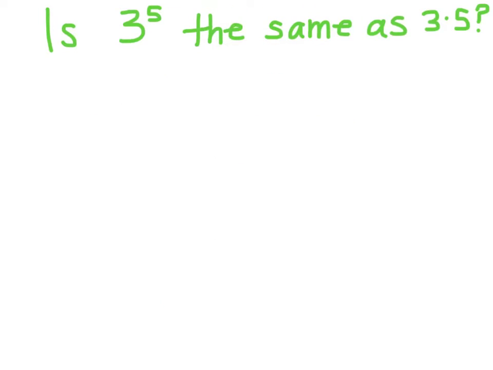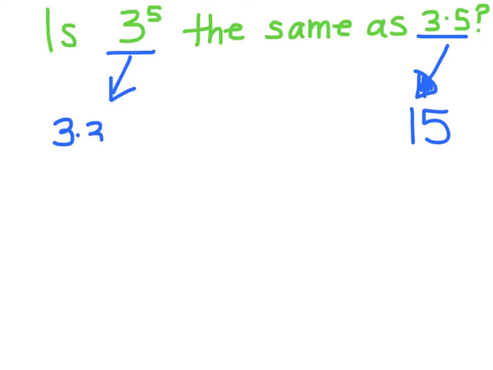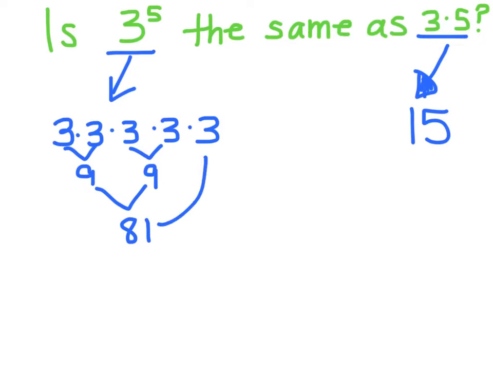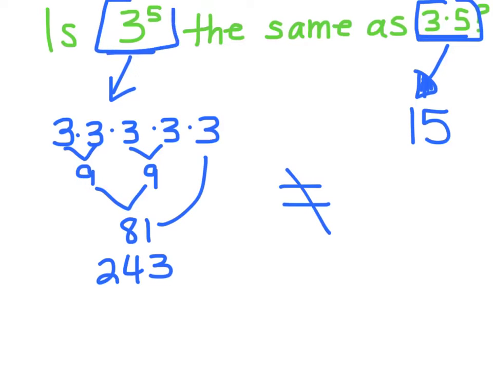So during this video, we're going to be talking about exponents quite a bit. Our first question is this: is 3 to the 5th the same as 3 times 5? Well, we should know this from previous math classes. I know 3 times 5 is 15, and 3 to the 5th actually means 3 times itself 5 times. So it means 3 times 3 times 3 times 3 times 3. Okay, that's going to be a big number. 3 times 3 is 9. This 3 times 3 is 9. 9 times 9 is 81, and then 81 times 3 is 243. So they are not the same. Multiplying just 3 times 5 is not the same as 3 to the 5th.